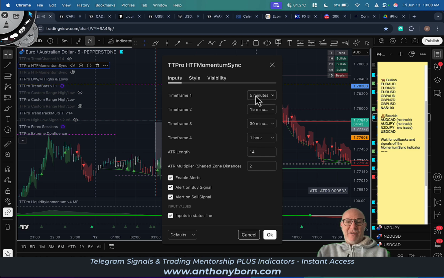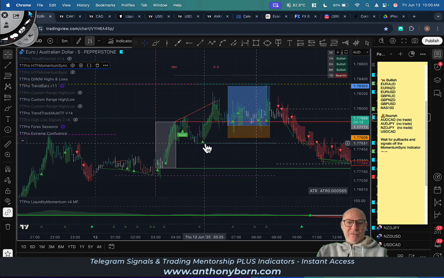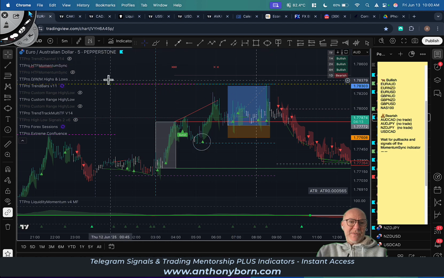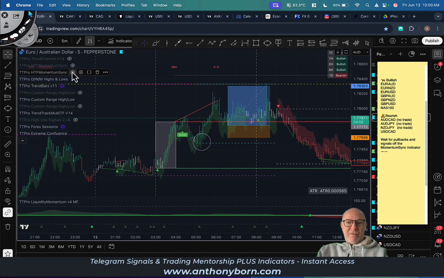I picked the 5-minute because as soon as the condition's met on the 5-minute, I would be interested in the trade, but I want these time frames to also be in confluence. So we want the confluence of all of these time frames. Okay, and now we get more signals, and this one in particular down here. Compare that with that one.